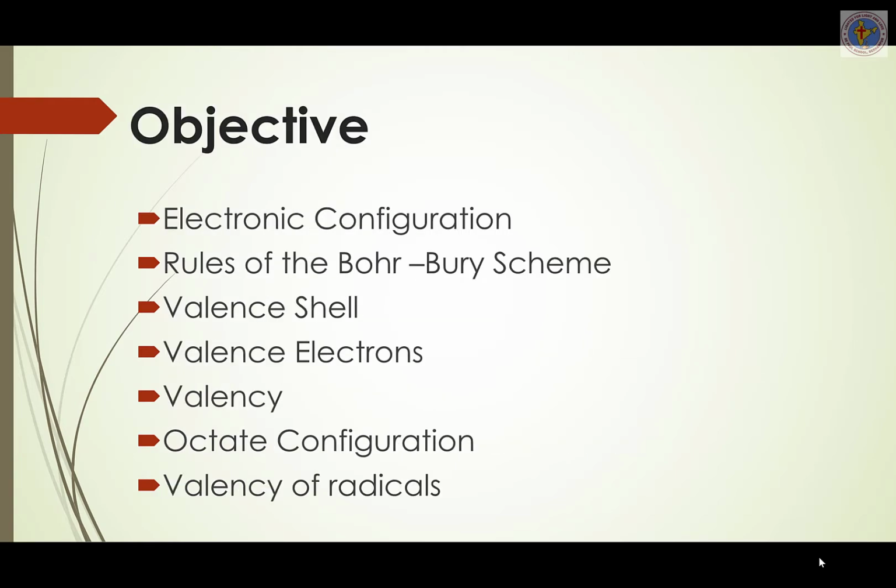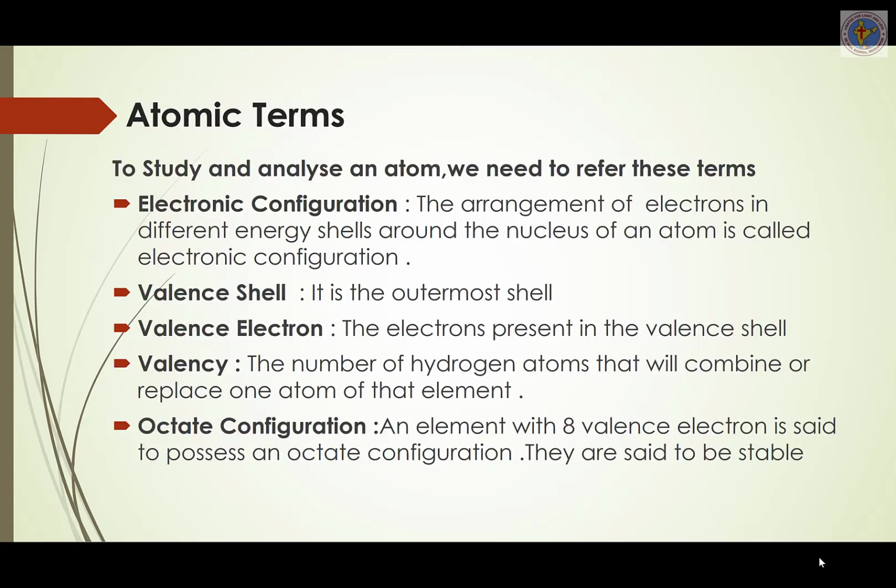In this video, our objective is to learn the following topics: electronic configuration, rules of the Bohr-Bury scheme, valence shell, valence electrons, valency, octet configuration, and valency of radicals. Children, at first let us learn some atomic terms one by one. Electronic configuration. The arrangement of electrons in different energy shells around the nucleus of an atom is called electronic configuration.